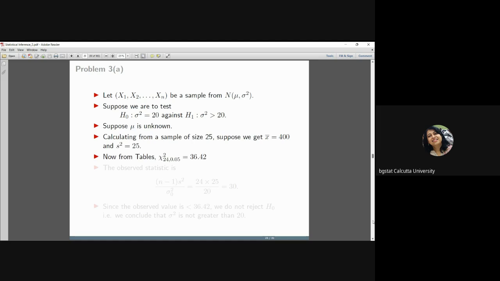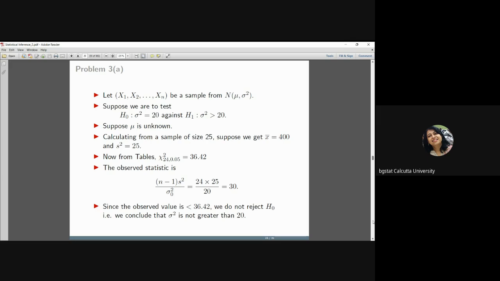So here is an example where we are sampling from normal mu, sigma squared. Mu is unknown, but my hypothesis doesn't concern mu, it concerns sigma squared. I want to test whether sigma squared is 20 against the alternative that it is, say, greater than 20. Say we have a sample of size 25, and based on my sample, it turns out that my x bar is 400 and my S squared, the sample variance with divisor n minus 1, which means 24, is 25.